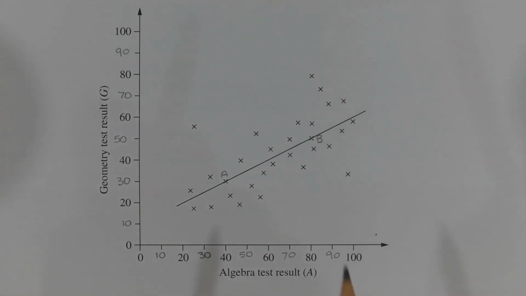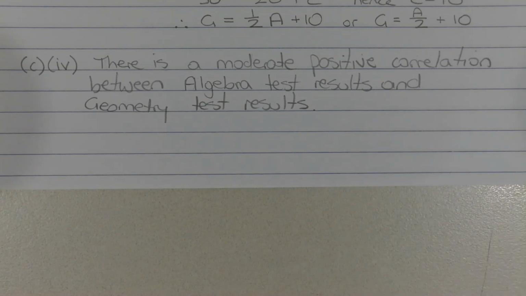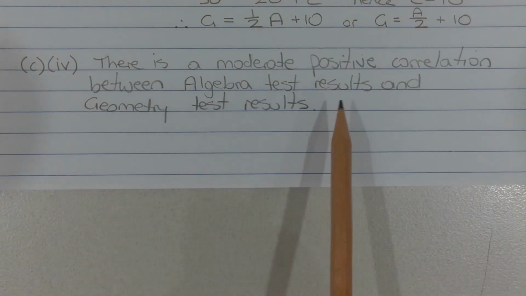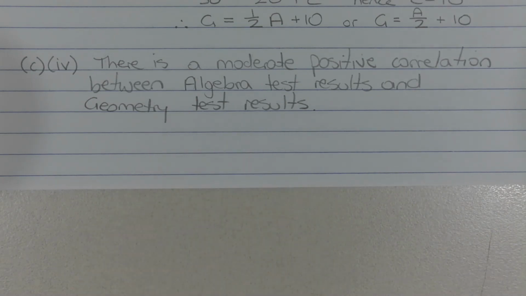Looking at the way the points are scattered around the line, there's a moderate spacing between the points and the line of fit. So to summarize, there is a moderate positive correlation between the algebra test results and the geometry test results.